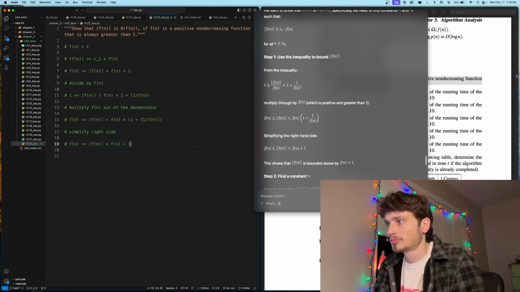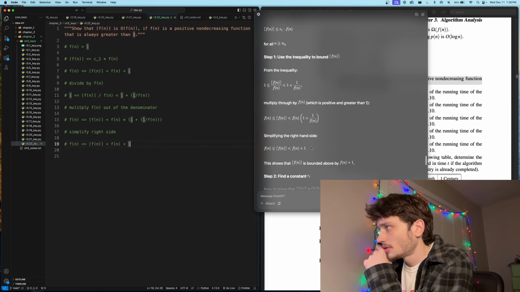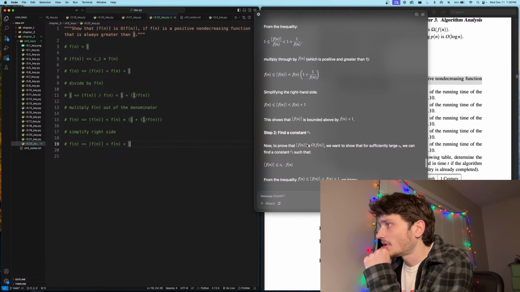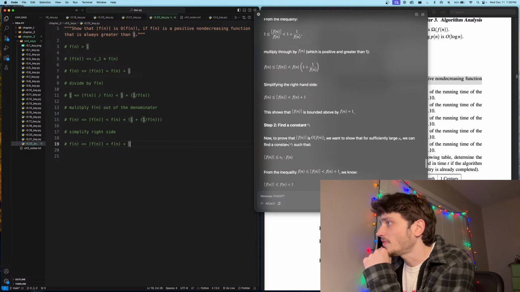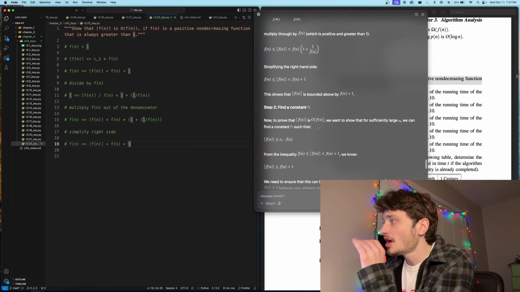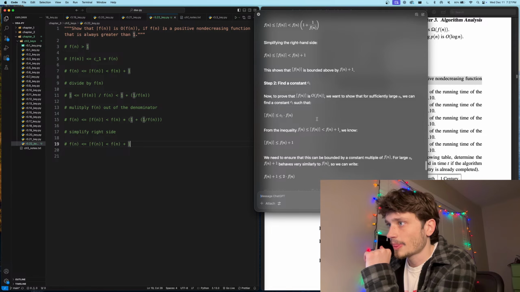That's the simplified form on the right-hand side here. And so now we need to find a constant c1 to prove that the ceiling of f of n is O of f of n. We want to show that for sufficiently large n, we can find a constant c1 such that, right? Boom.